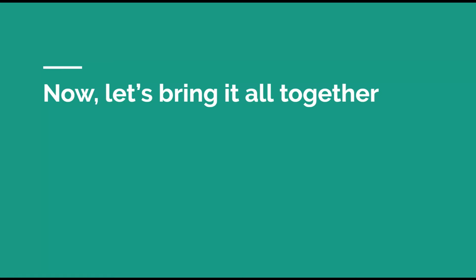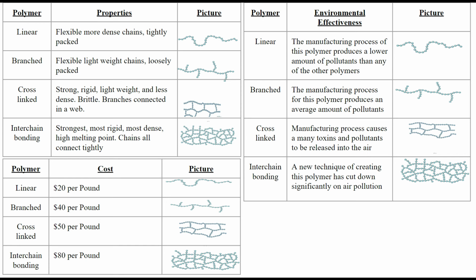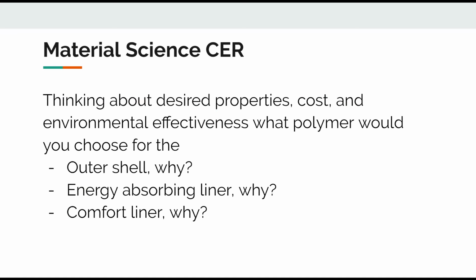So now let's bring all of this together. As I told you, we had to think about not only having a polymer with the specific properties that we wanted, we also need to take into account the cost of using certain polymers and the environmental impact of using certain polymers. So thinking about all of those things, what polymer are you ultimately going to choose for the outer shell and why, the energy absorbing liner and why, and the comfort liner and why?